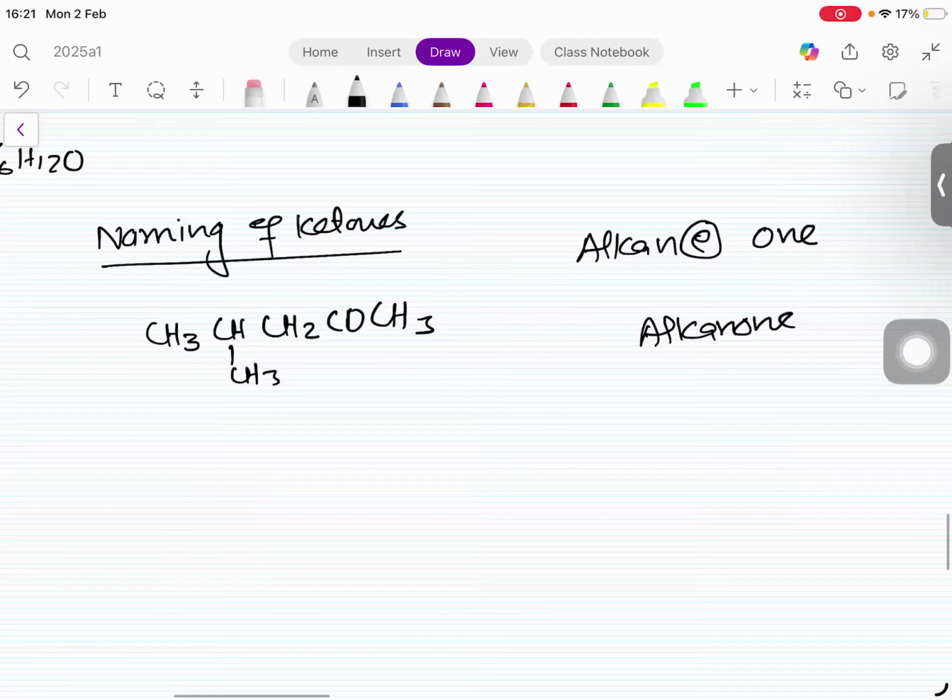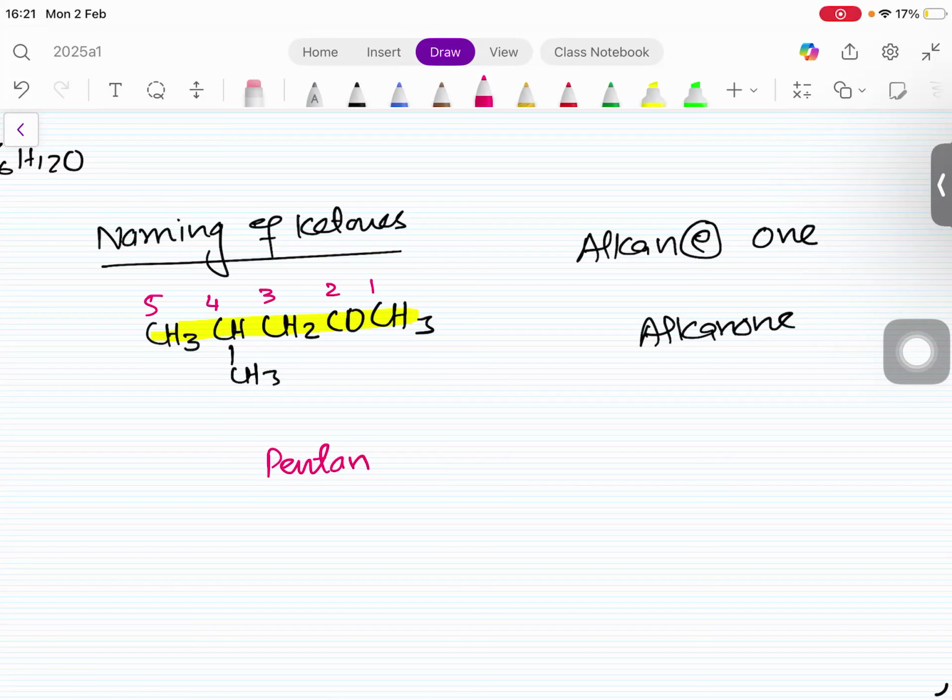Okay? For example, look at this. Rest rules are the same. Select the longest carbon chain. Number from the side where the functional group is near. Here it is. So 5 carbon ketone is pentanone. But as I said, in pentanone we have to show the position of on. Pentan, 2 on. And what is the methyl? 4 dash methyl, pentan, 2 on. Alkanone.